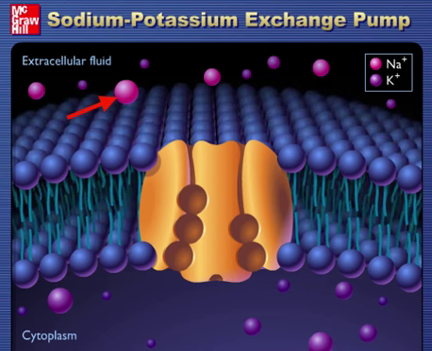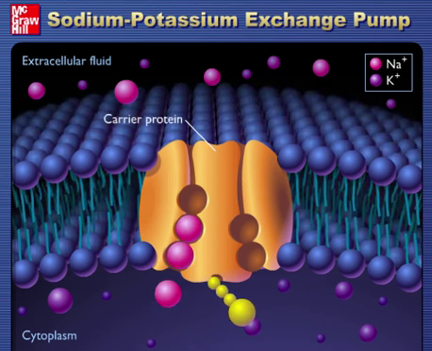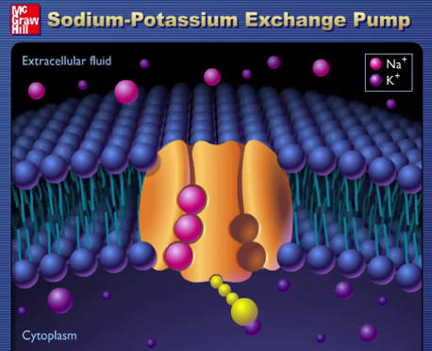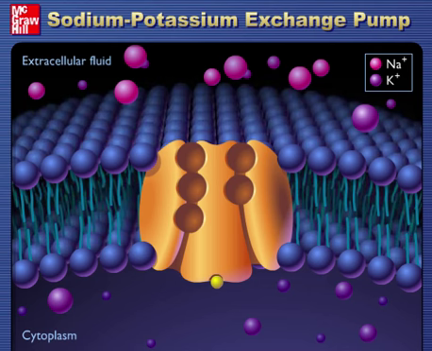The pink spheres you see here represent sodium ions. The purple ones represent potassium ions. From the inside of the cell, 3 of the sodium ions bind to the carrier protein. ATP, which we see here in yellow, is broken down into ADP and phosphate, which causes the carrier protein to change shape and release sodium ions into the extracellular fluid.